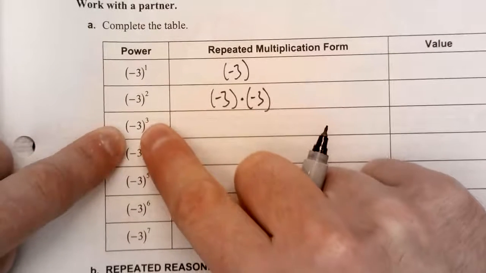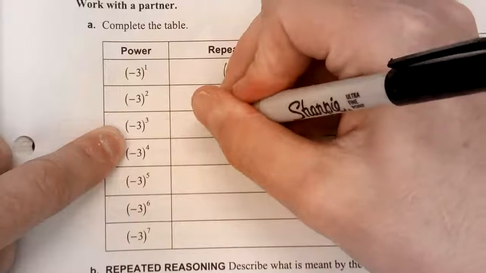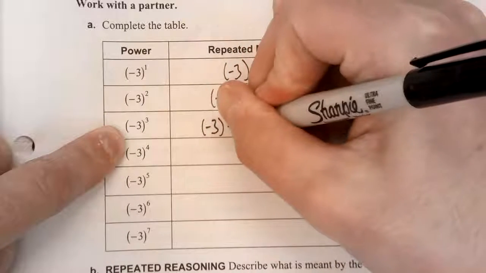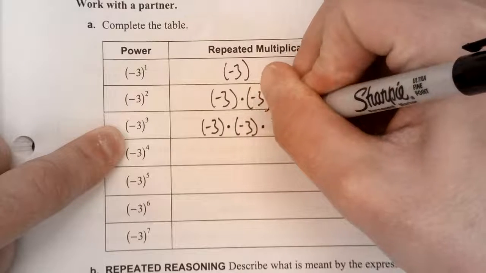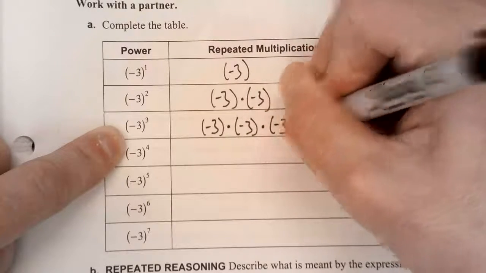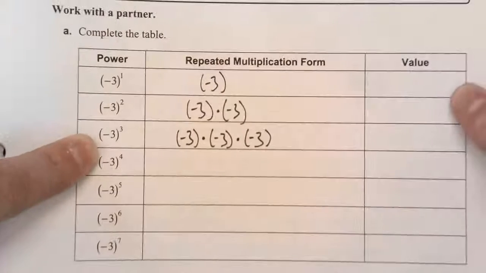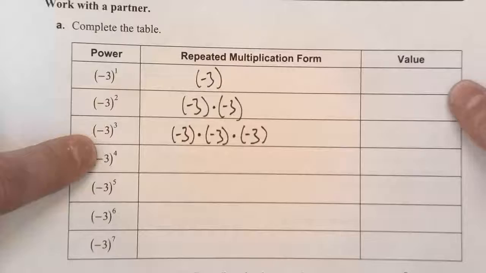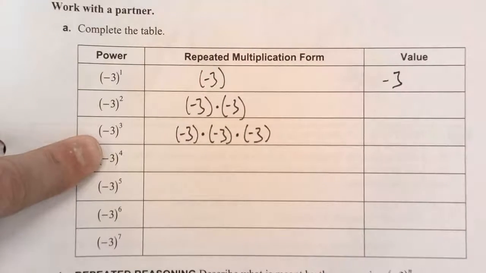Negative 3 to the third power is negative 3 times negative 3 times negative 3. So you can see what's going on here. All right. Now let's actually evaluate these first few expressions anyway. Negative 3 is just negative 3, nothing too exciting there.